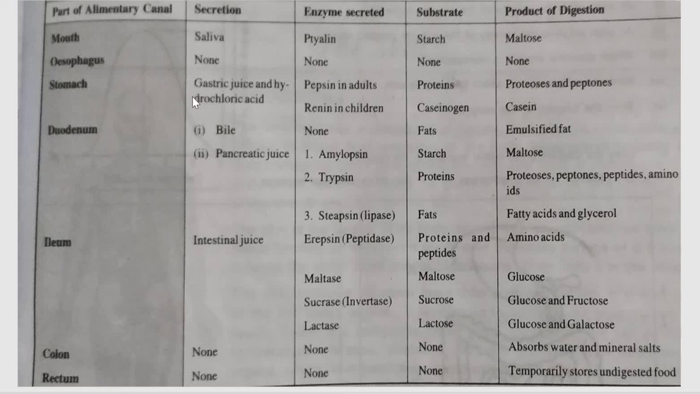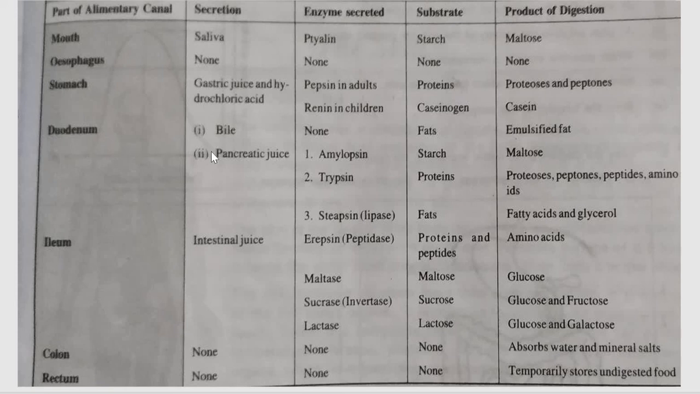In stomach, the secretion is called gastric juices and hydrochloric acid. Enzymes are absent in adults and renin in children. Please note, hydrochloric acid is not an enzyme. Now, pepsin is used to digest protein and it converts protein into proteoses and peptones. Renin converts milk caseinogen into casein.